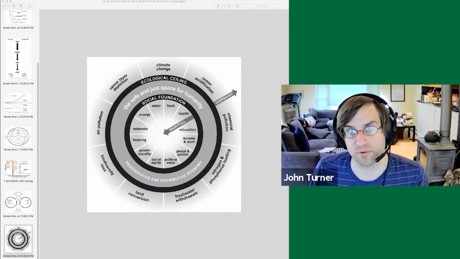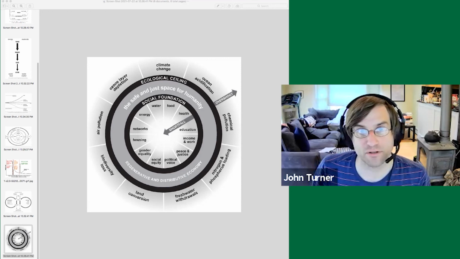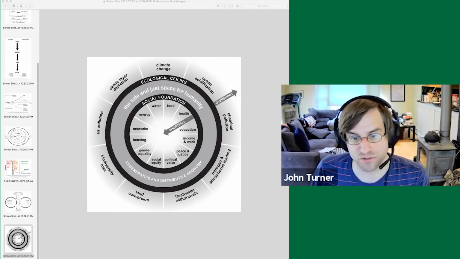So for example, I want to change here for a second just to look at a card that translates a few of these terms.